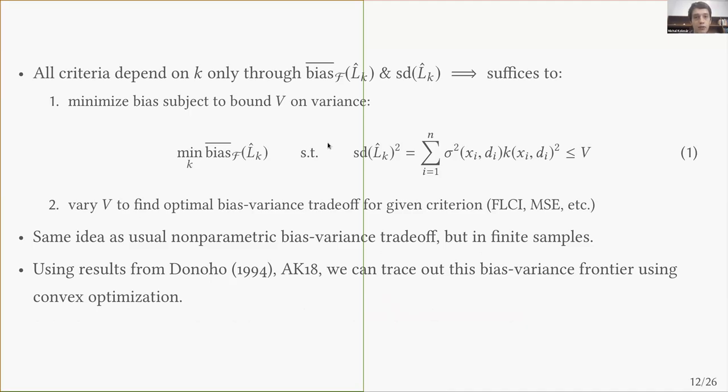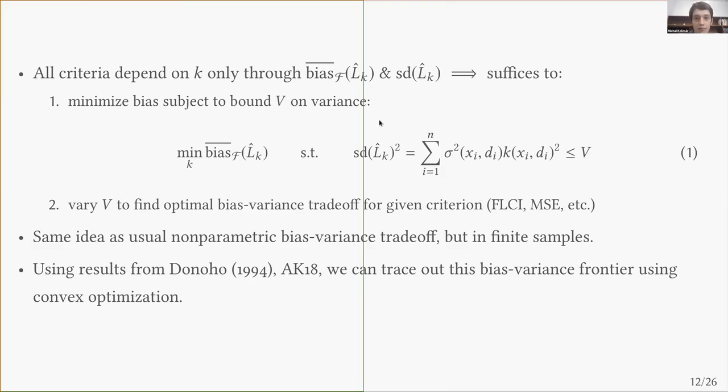What I mean by this is that I'm going to impose a bound on the variance, and then, subject to some bound V on the variance of my estimator, I can try and find weights that minimize the worst case bias, and then I can vary this variance bound V to trace out the different bias variance trade-offs that I can pick between. And then I can just choose a point on this bias variance frontier that is going to be optimal for the given criterion, for example, mean squared error or the length of the confidence interval. So this is the same idea as when you're doing bias variance trade-off in, say, nonparametric density estimation. But the difference is that we're doing it here in finite samples, because this worst case bias is reflecting the actual finite sample bias of the estimator.